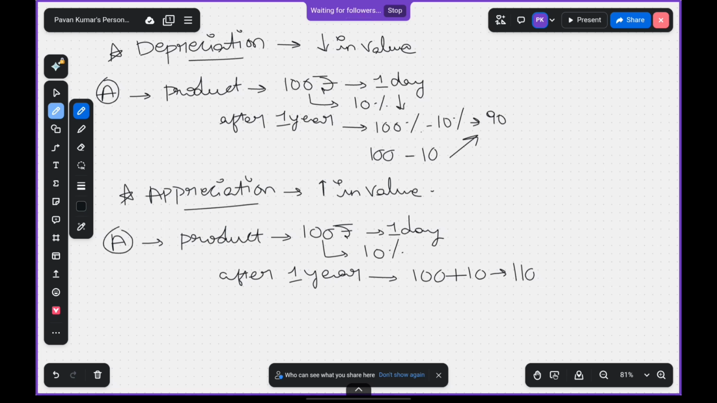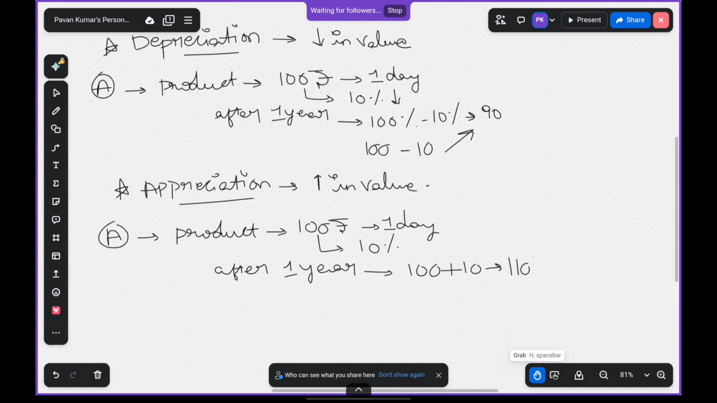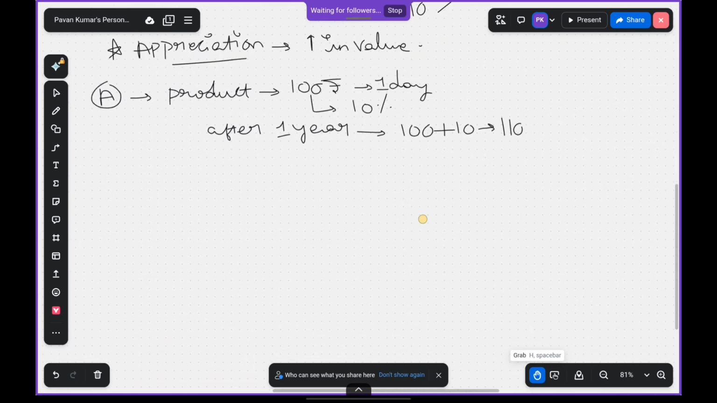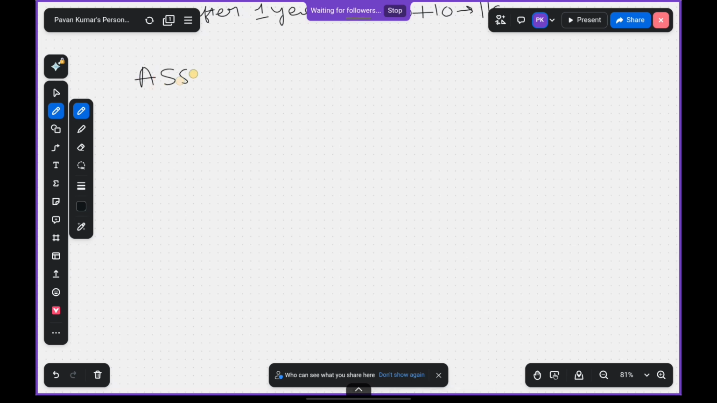We have understood what depreciation and appreciation are, but how are we going to judge whether the goods which have been purchased by the person are assets or liabilities? Before we understand that concept, let's see what an asset is and what a liability is.